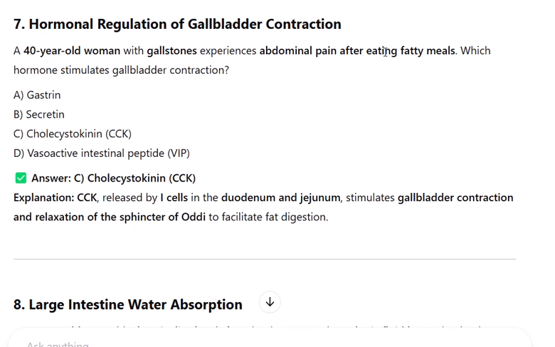Answer C. Cholecystokinin. Explanation: CCK released by I cells in the duodenum and jejunum stimulates gallbladder contraction and relaxation of the sphincter of Oddi to facilitate fat digestion.